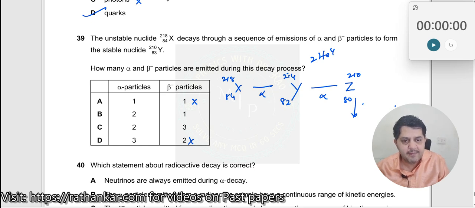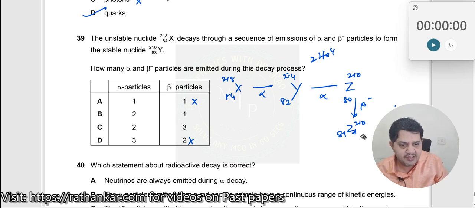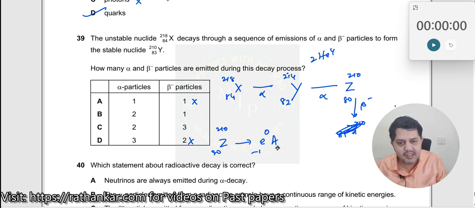How many beta particles are emitted? Let us start from here. One beta negative is emitted. Then this can become 81, let us say ZA 210. The mass number doesn't change. If you want, I can write Z80 210, now writing only beta decay. This gives rise to minus 1 E0, plus some nucleus A. The number here is 81, so this becomes minus 1 E0 plus A81 210.